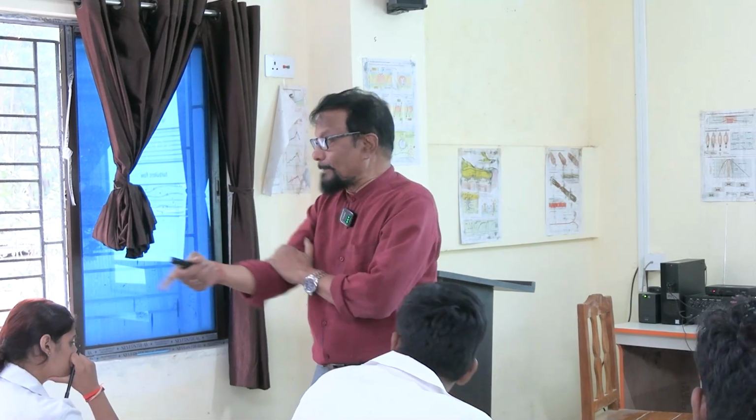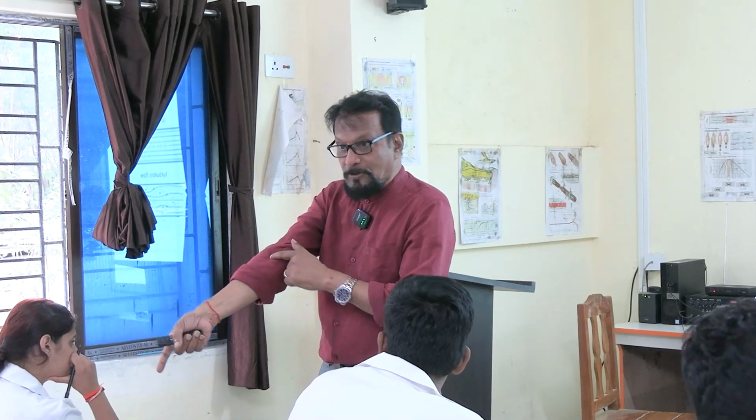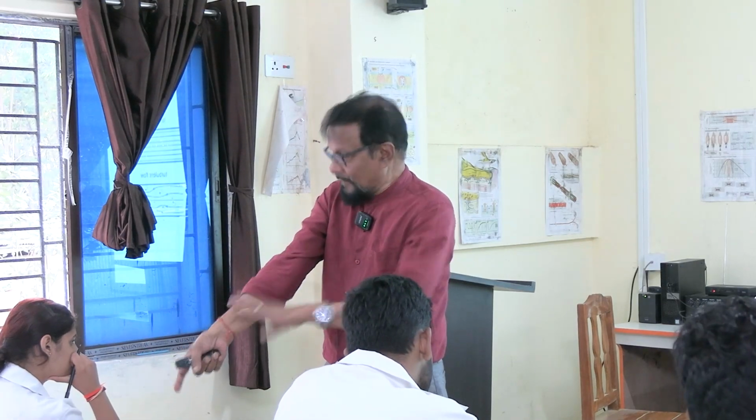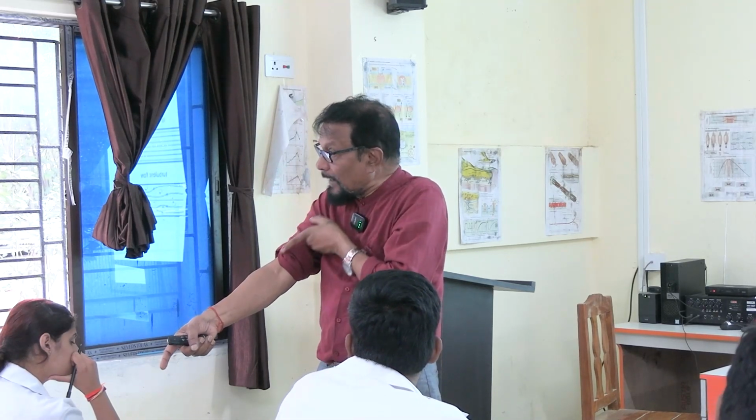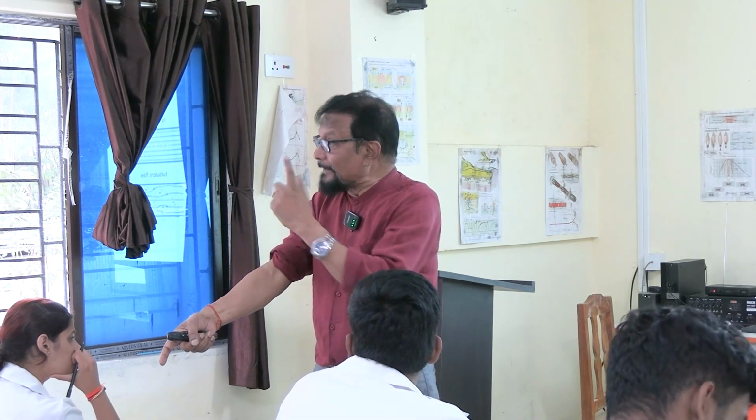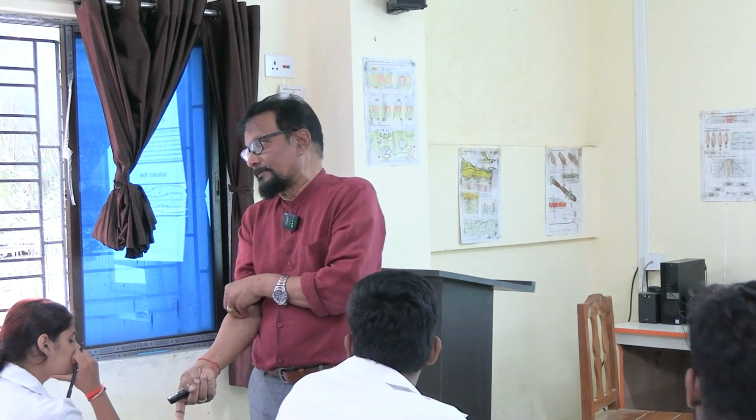Bruit or murmur. So turbulence produces sound. Here, during measurement of blood pressure, normally you don't hear any sound. If you place your stethoscope here, will you get any sound? But when you are measuring the blood pressure, you are narrowing the blood vessels. Then blood comes through the narrowed vessel and produces turbulence, and now you will be able to hear the sound.